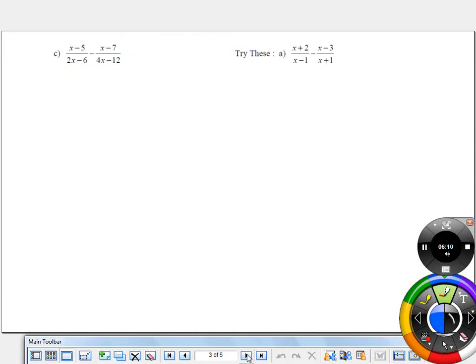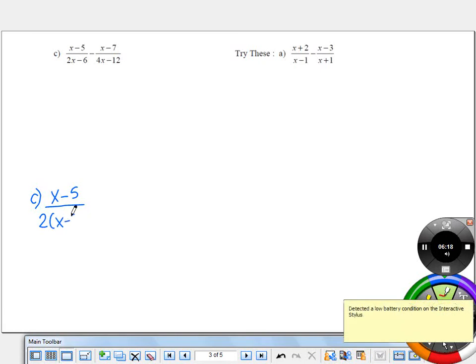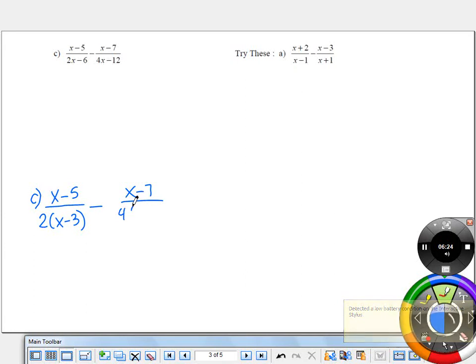So now looking at part C, I have (x minus 5) over 2 times (x minus 3), minus (x minus 7) over 4 times (x minus 3). Now, notice they both have a factor of x minus 3. And remember, 4 is really 2 times 2. So really just this first fraction needs an extra factor of 2. Now, in the numerator, be really careful that multiplying in that extra factor of 2 really means that you are distributing there. Okay? So I can see my common denominator is going to be 4 times (x minus 3).